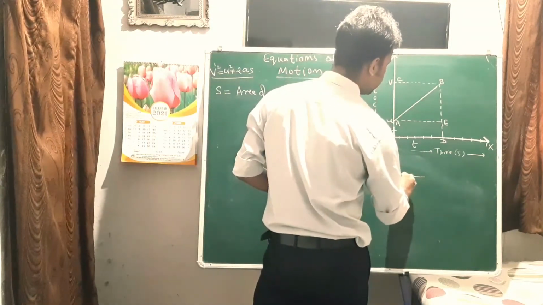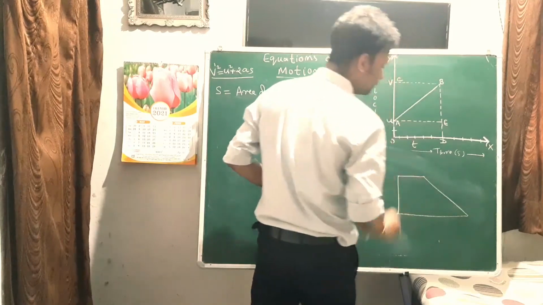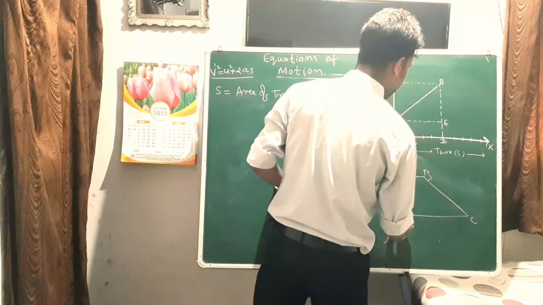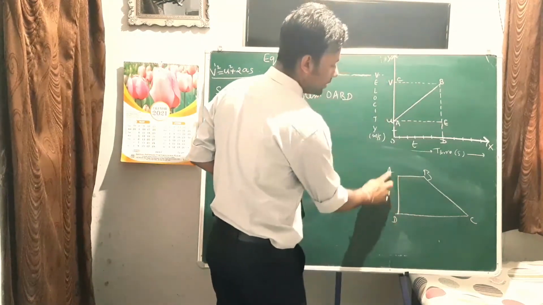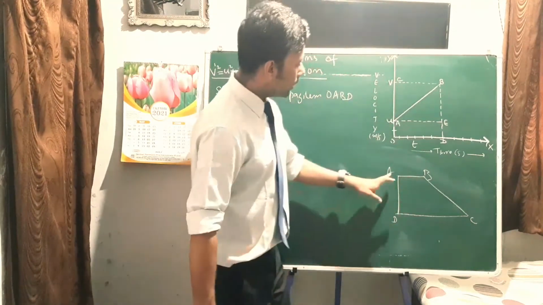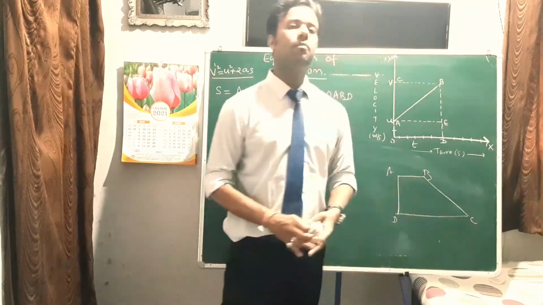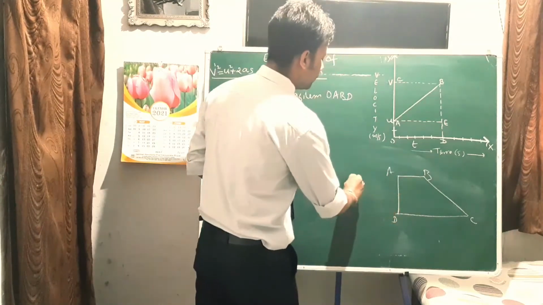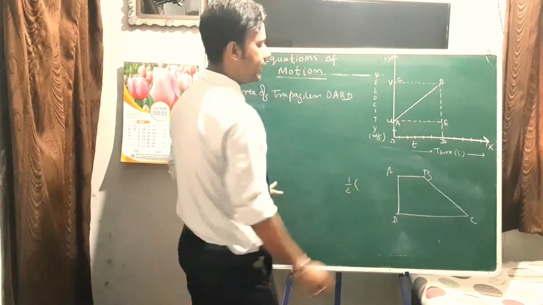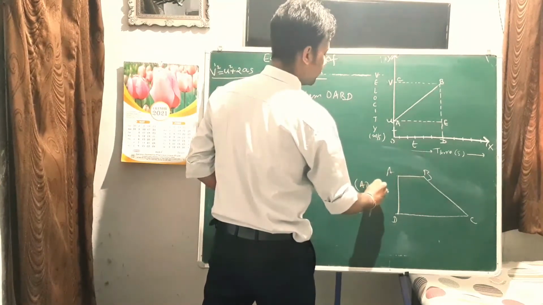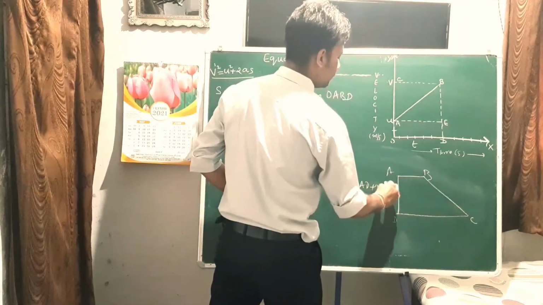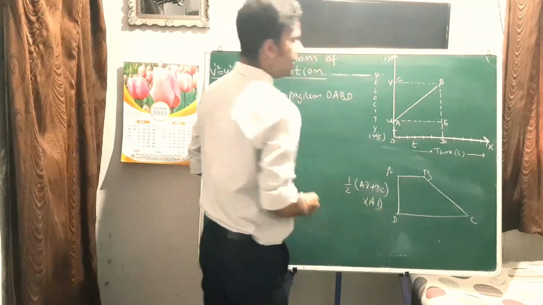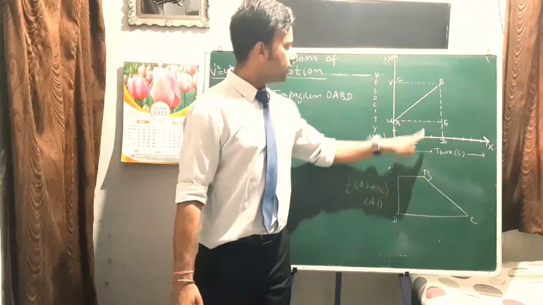Suppose this is your trapezium, and let's say this is A, B, C and D. See, AD is basically the height of the trapezium, and these two, AB and DC, are the two parallel sides of the trapezium. The formula for the area of a trapezium is half the sum of the parallel sides, that means AB plus DC, into the height of the trapezium, that is nothing but AD.